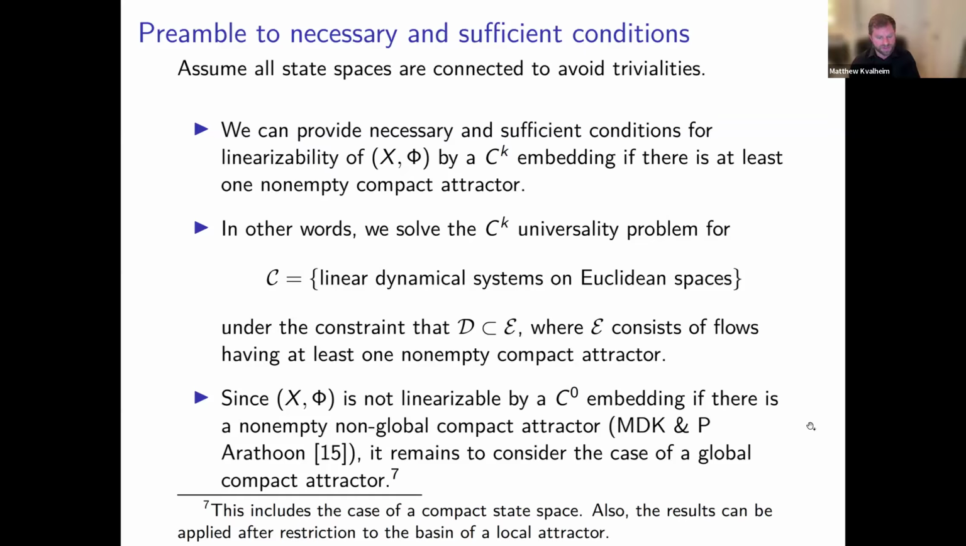So as I mentioned on the previous slide, since if there is a non-empty, non-global compact attractor, then X, phi is not linearizable by a C0 embedding, to obtain the solution just mentioned, it remains to consider the case of a global compact attractor, again, including the case of a compact state space. And I'll just mention again that if you have a local attractor, the results can still be applied after restricting to the basin of attraction.